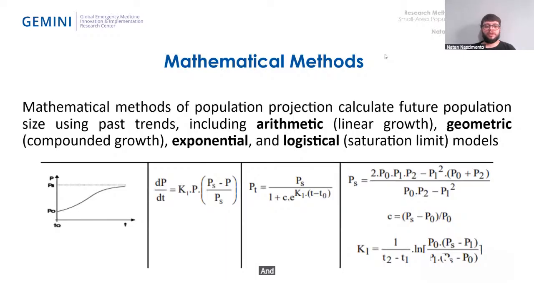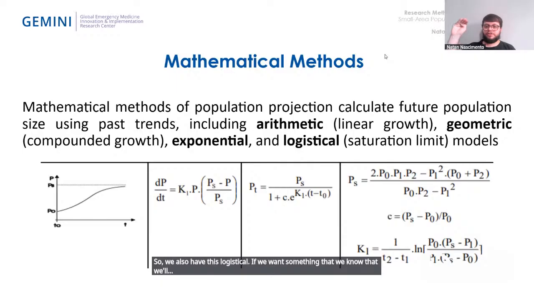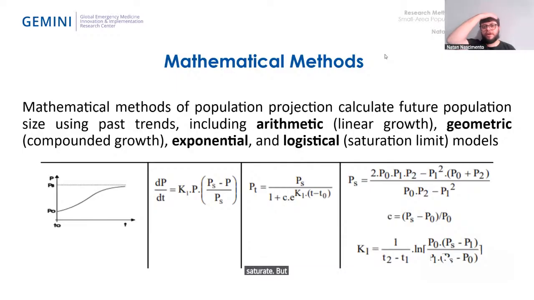And population dynamics depends on a lot of things. This logistical saturation limit ends up putting the population into a stagnation that does not happen every time, especially for small cities. So we also have this logistical if we want something that we know will saturate. But for mathematical methods, we prefer the arithmetic and the geometric ones.